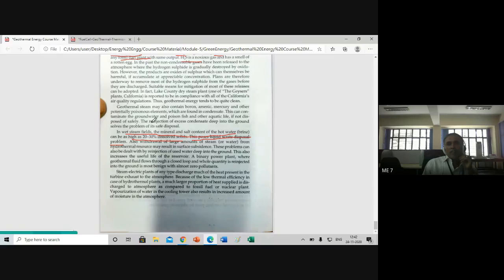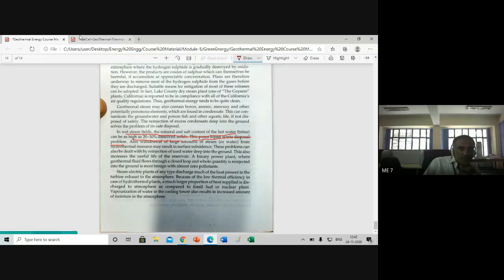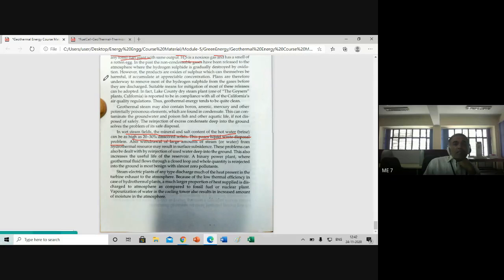So like this, some of the disadvantages you can go through. Okay, with this, geothermal is completely completed.